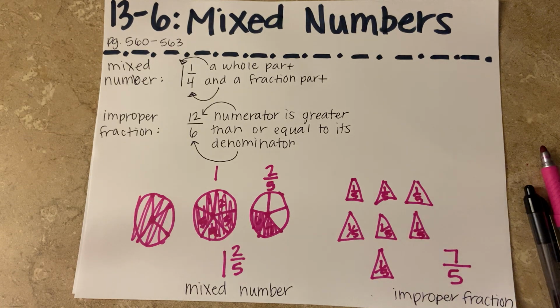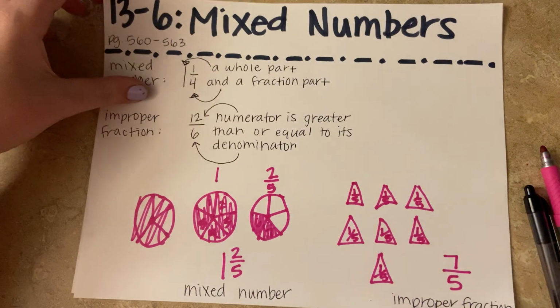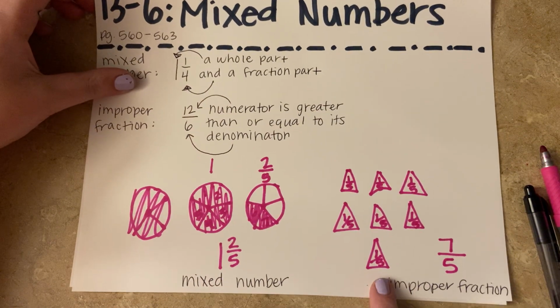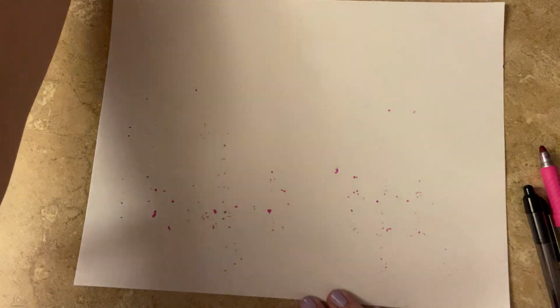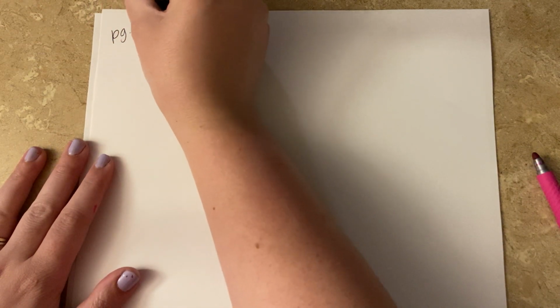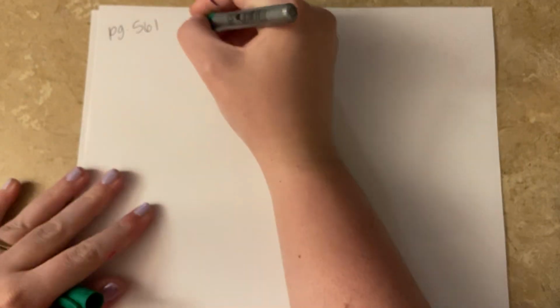All right. So now we're going to talk about how we can change fractions back and forth between mixed numbers and improper fractions. Okay. So I'm going to get a new piece of paper. And I'm going to look at the next example. And this is on page 561, if you want to look back or follow along with me, okay? So it says write 1 3/8 as an improper fraction.